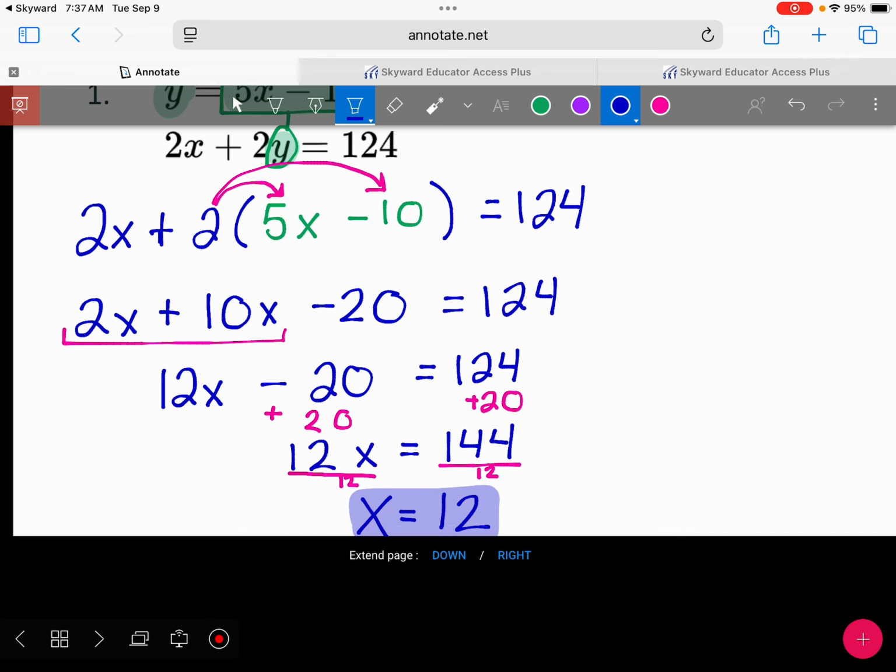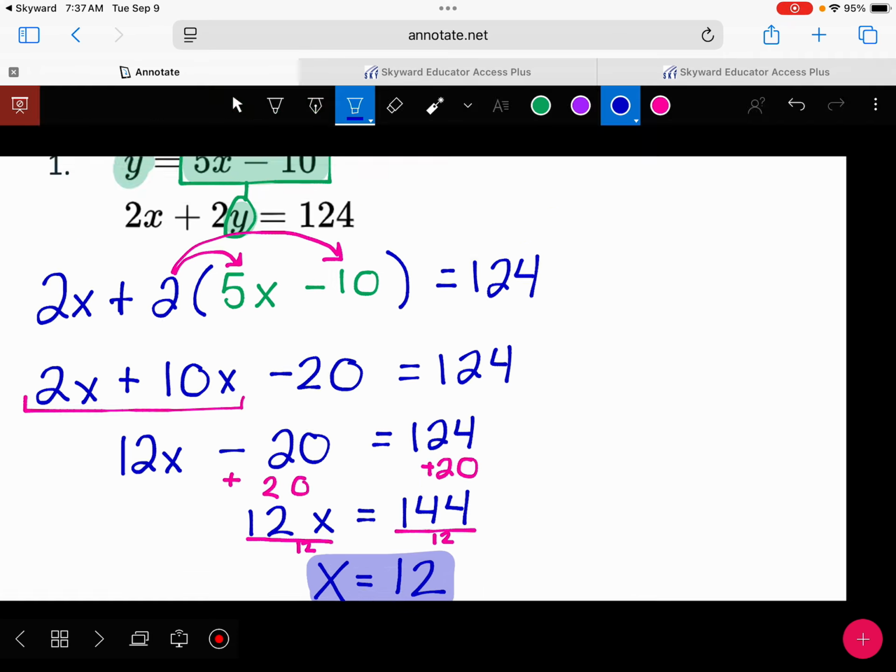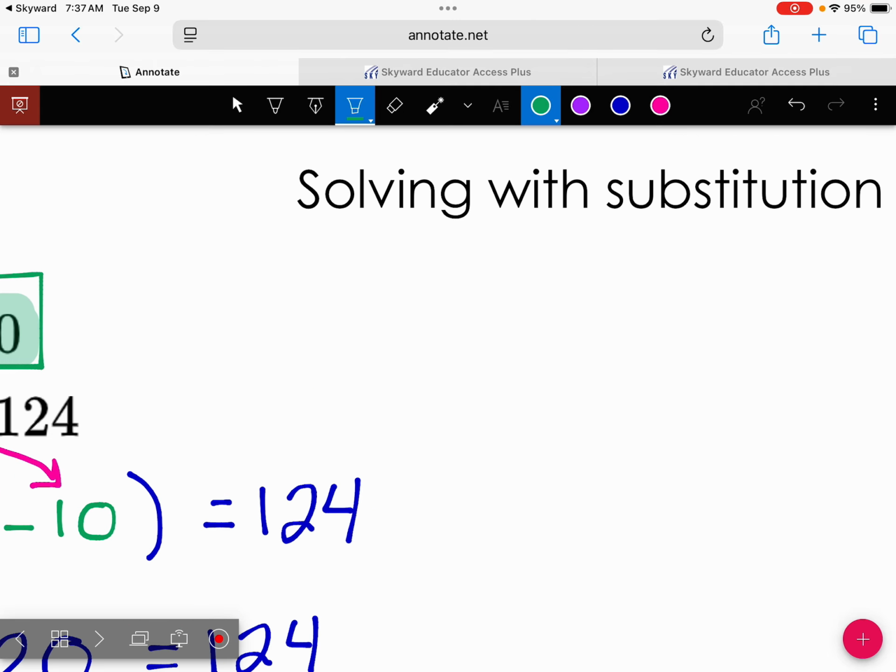But we also need to know our y. I need to know what my y equals, because my answer has to be a point. X equals 12 is a line, not a point. That is not a solution. It is half of a solution. It is not the whole thing. So we need to figure out what our y is as well.